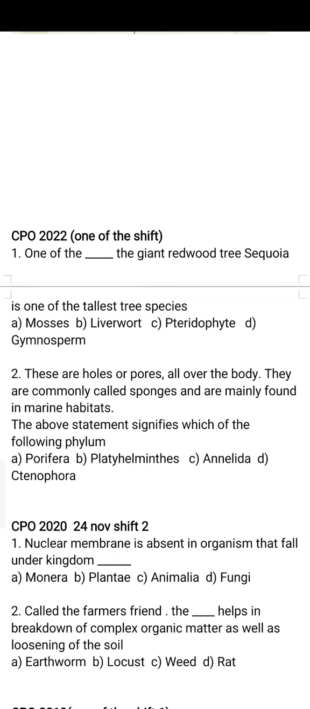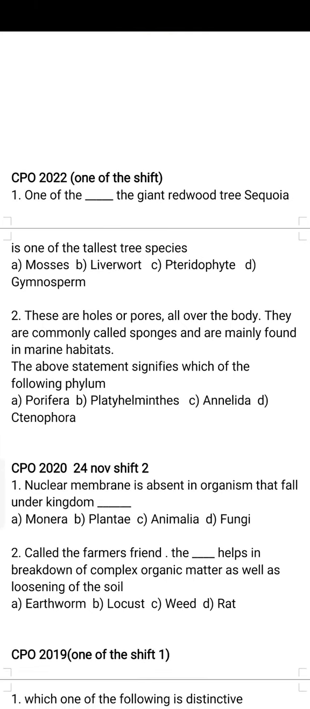As you have seen, the mosses and liverwort in options A and B belong to bryophytes, and option number C belongs to pteridophytes. Example is fern. So from thallophytes to pteridophytes, they are considered the lower plants, as they are not well developed in their plant body, so they don't grow very tall. So the only option which best suits the question is option number D, and the right answer happens to be option number D.